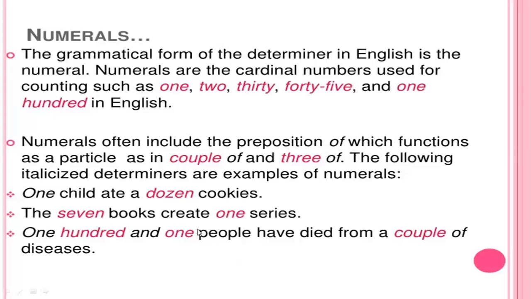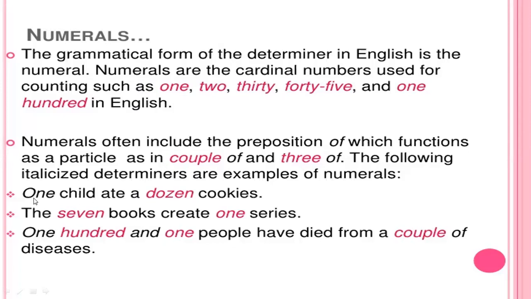And next, again I will tell you with the help of examples once again. Numerals or cardinal numbers are the same. You can see here numerals are the cardinal numbers, so no difference between numeral and cardinal number. Used for counting such as 1, 2, 30, 40, 25, 27. So these are your numerals or cardinal numbers. And numerals are often used like this.